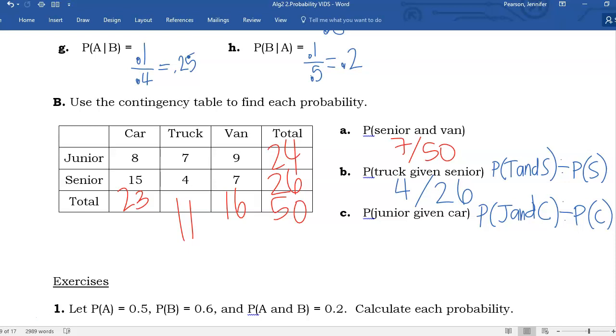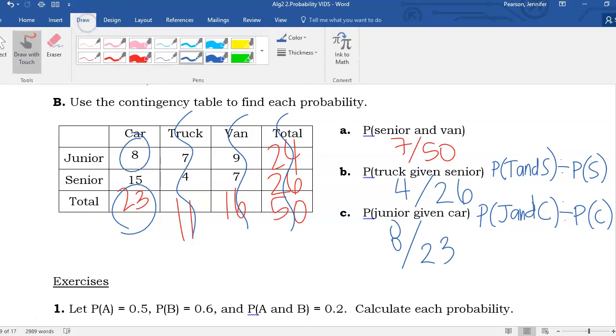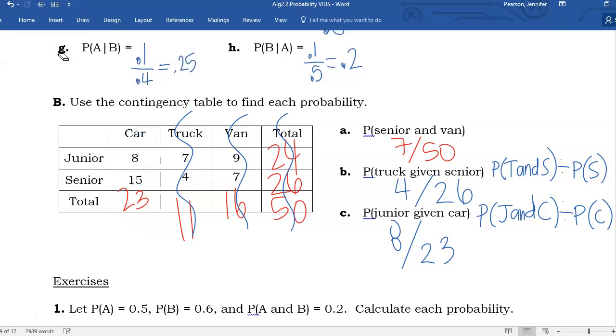So junior and car, bam. Car total, bam. We don't care about any of this or this or this for that third problem. The probability of junior and car is 8 out of the probability of car, 23. You can reduce those fractions or get some decimals if you really want to, but that is all I have for these notes. Good luck on your exercises, and please let me know if you have any questions.